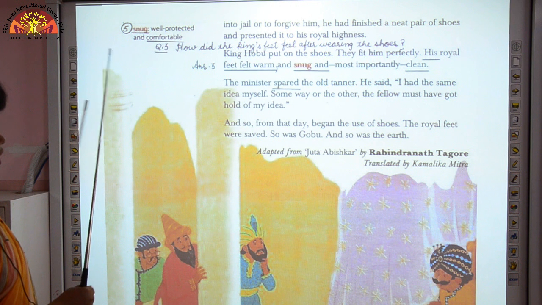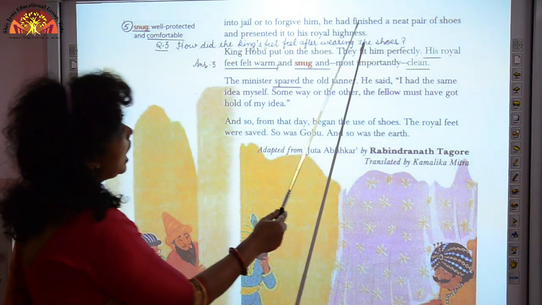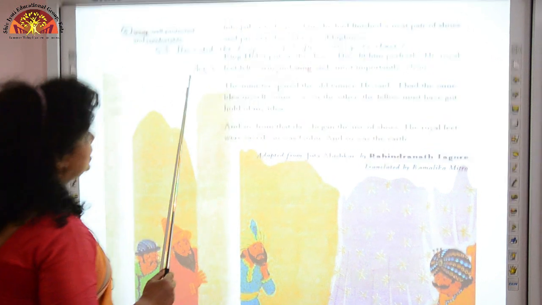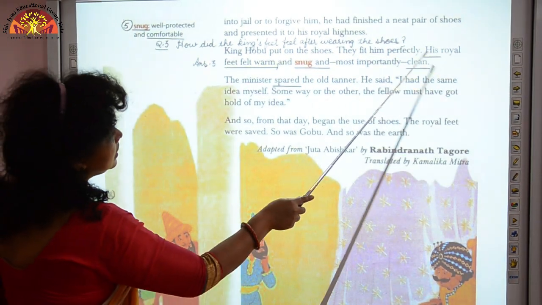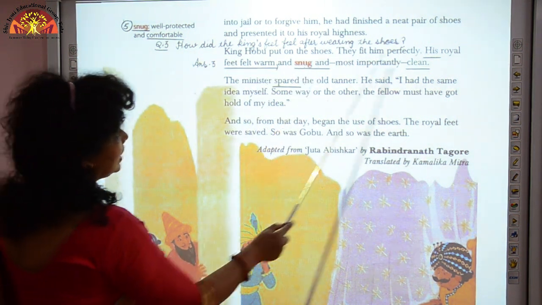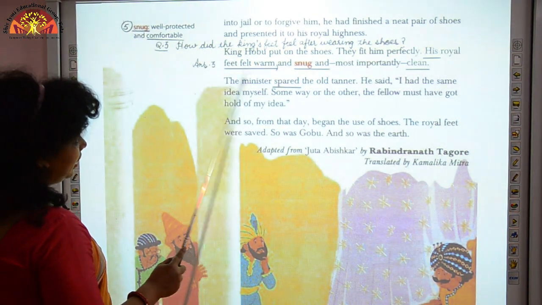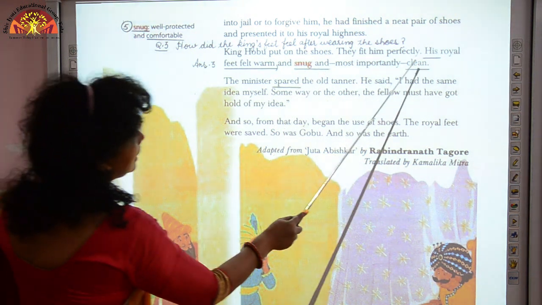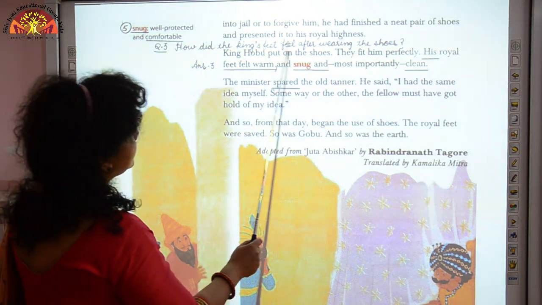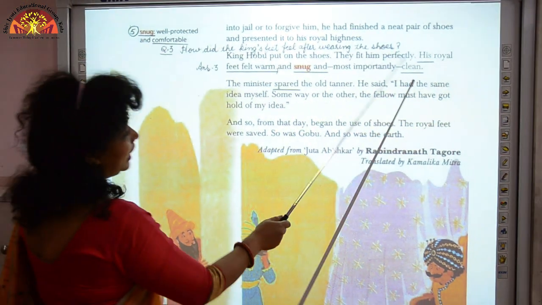So your third internal question is on page number 4. How did the king's feet feel after wearing the shoes? Okay, you have to write this question in pencil and underline the answer in pencil. So the answer is, his feet felt warm, snug and clean. So you will have to underline "his feet felt warm, snug and clean." Okay, so this is the answer to the third question. How did the king's feet feel after wearing the shoes? His feet felt warm, snug and clean.